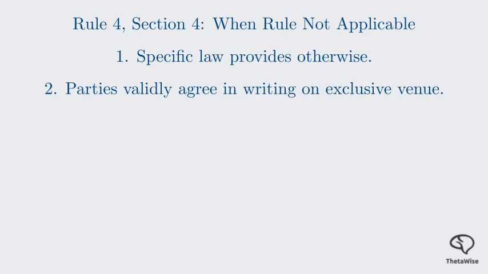What if parties agree on a venue? This is covered by Rule 4, Section 4, when rule not applicable. This rule outlines two exceptions to the general venue rules we've discussed. The most important for us is the second one, a valid written agreement between the parties. The parties in a contract can stipulate or agree that any lawsuit arising from their contract will be filed in a specific venue. But for this stipulation to be valid and binding, it must meet three conditions.